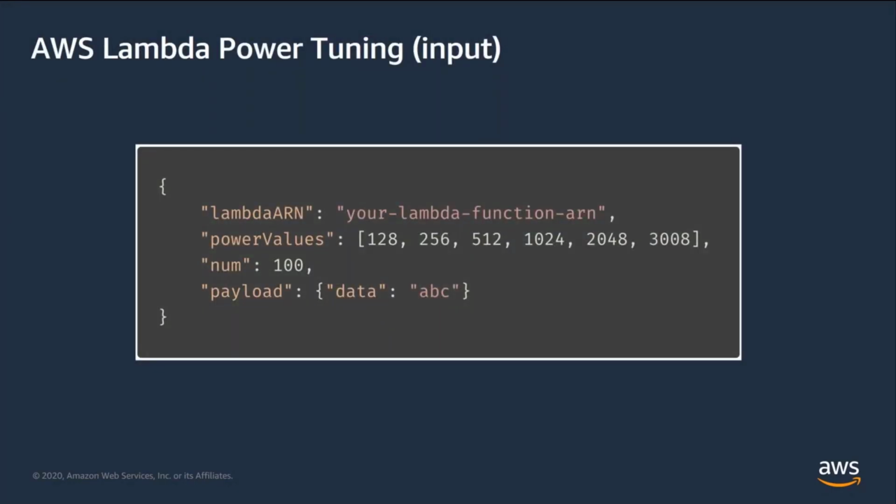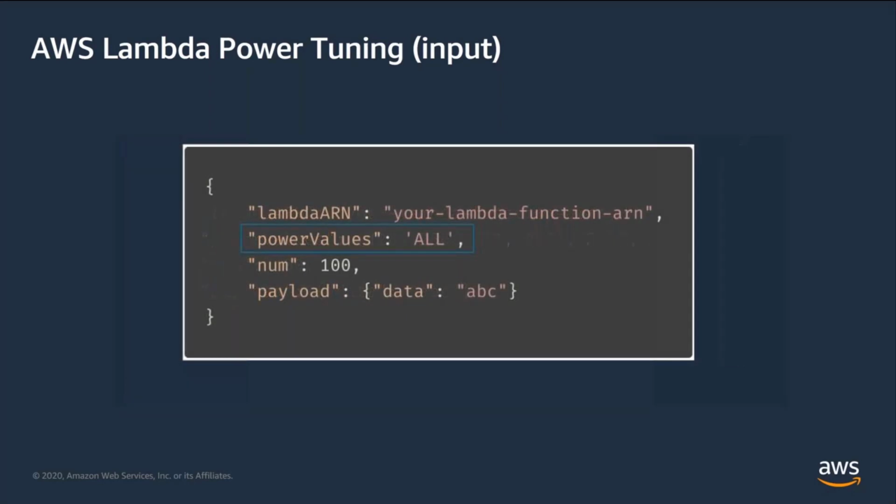The power tuning app only requires a few parameters to start. The Lambda ARN identifies the target function. The power values specify the memory allocation amounts you want to test. Num sets the number of iterations, and that's the number of times that your function will be run at each level, up to 100. A larger number here can help smooth out average values. And then there's an optional static payload that will be used for every invocation. There are also many other input parameters to enable optional features.